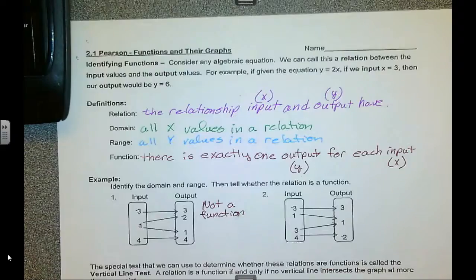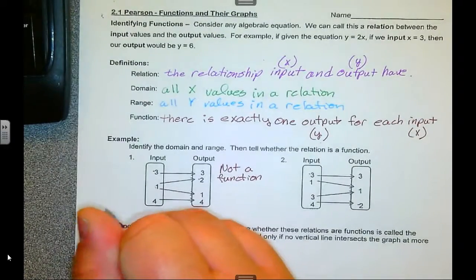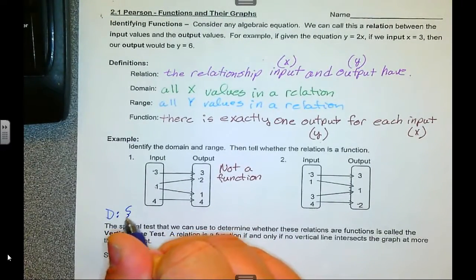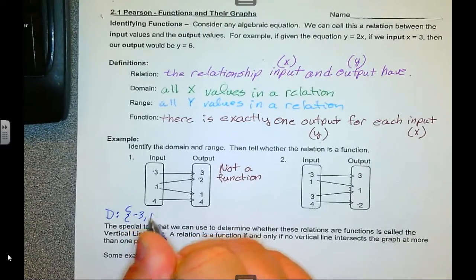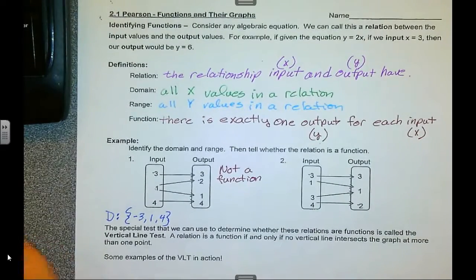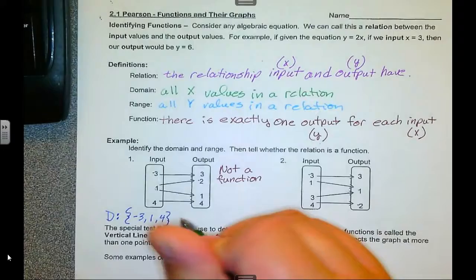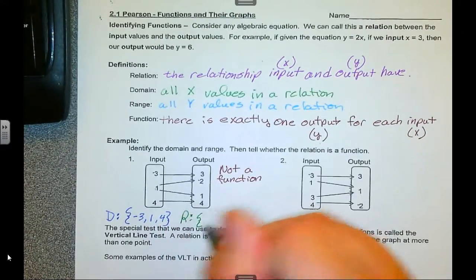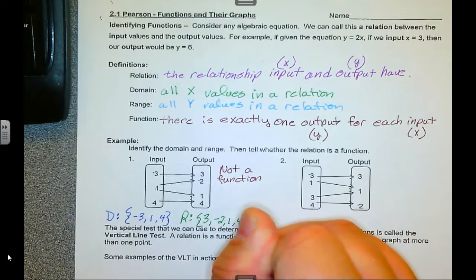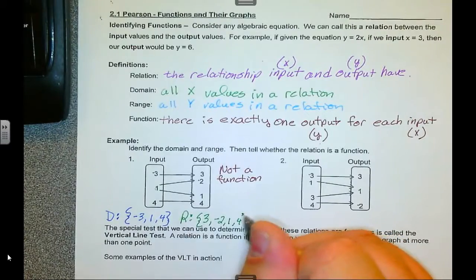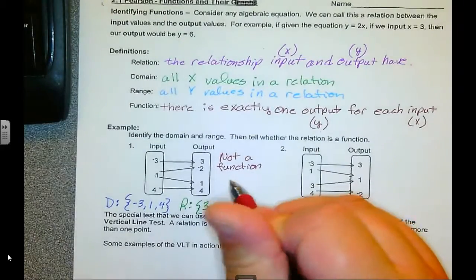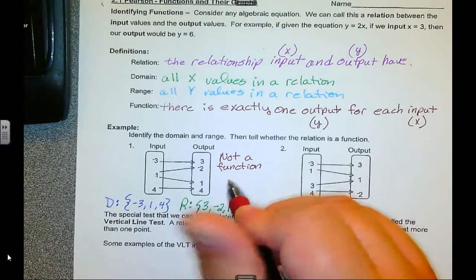What's my domain for this? Yeah, it's my x values. It's the set of numbers -3, 1, and 4. What's my range? My range is a set of numbers 3, -2, 1, and 4. That's not a function. Again, it's not a function because I have two outputs for the one input.